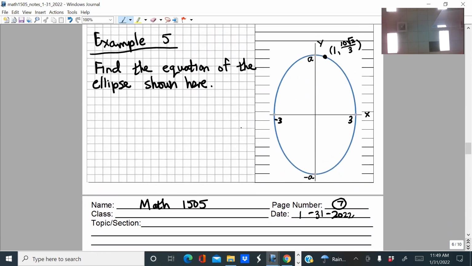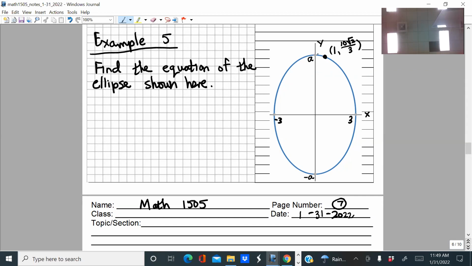I'm going to show you this one, because this one has a little bit of variation. But the instruction is pretty straightforward. It says find the equation of the ellipse shown here. You can see that the ellipse is taller than it is wide, right? So that means that the vertices are on the y-axis.